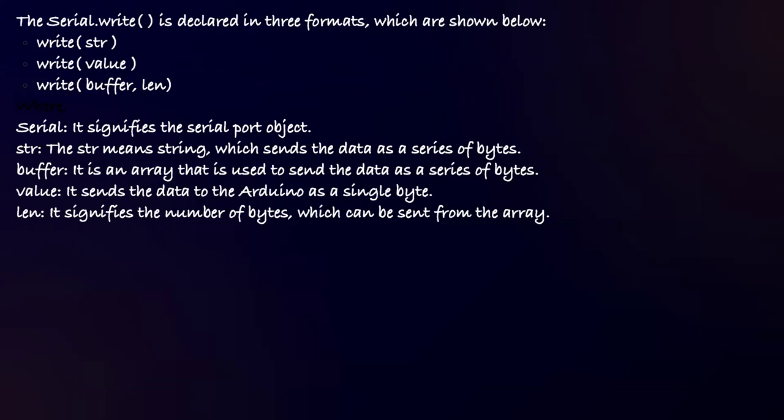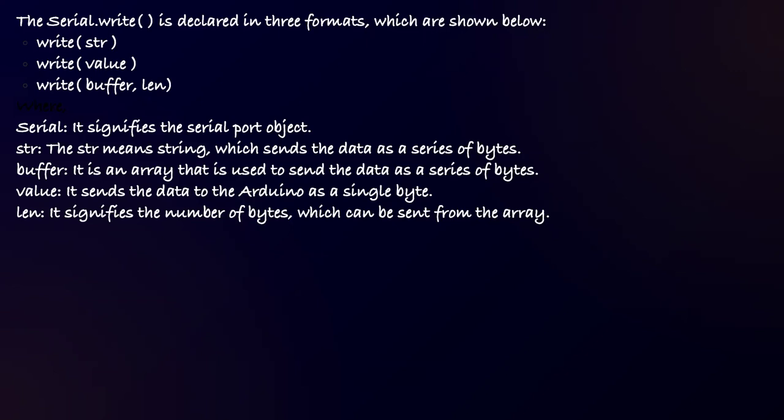Now Serial.write is declared in three formats. Let's go deeper into that. What are the three formats in which we can write Serial.write? Number one, write(str). Number two, write(value). Number three, write(buffer, len). Now, what does this mean? I know you can guess the full form of len.